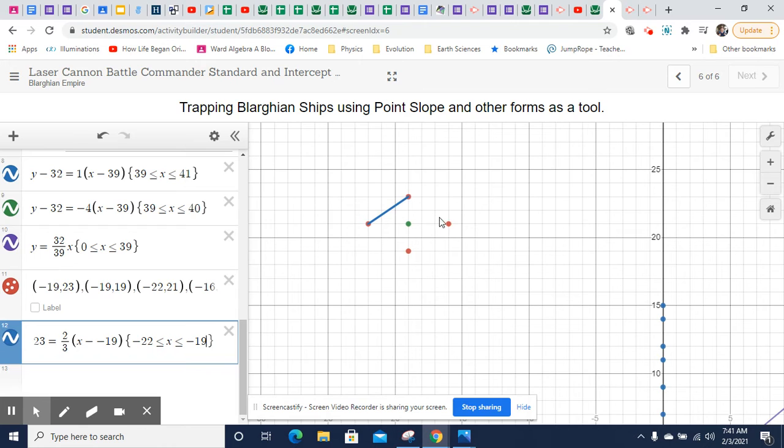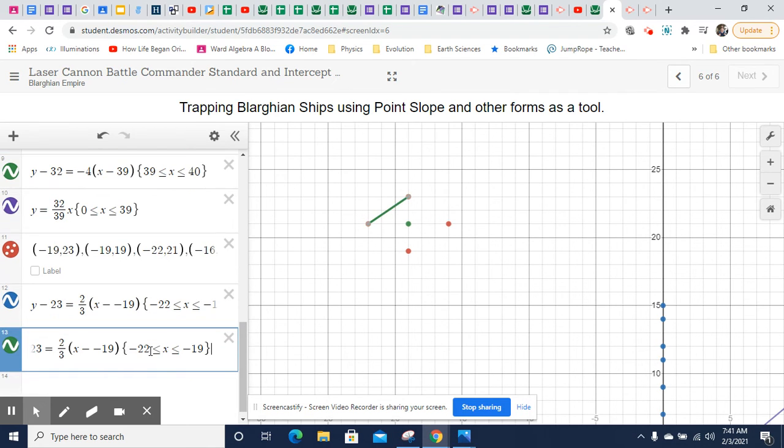And I just need to change the slope and I need to change the interval, the inequality of my x's. So I'm going to copy paste that and I'll go over here. My slope is no longer up 2/3. Now it's down 2/3, which means my slope is negative 2/3. And I just used this negative 19, 23 point again. I just need to change the interval of my inequality.